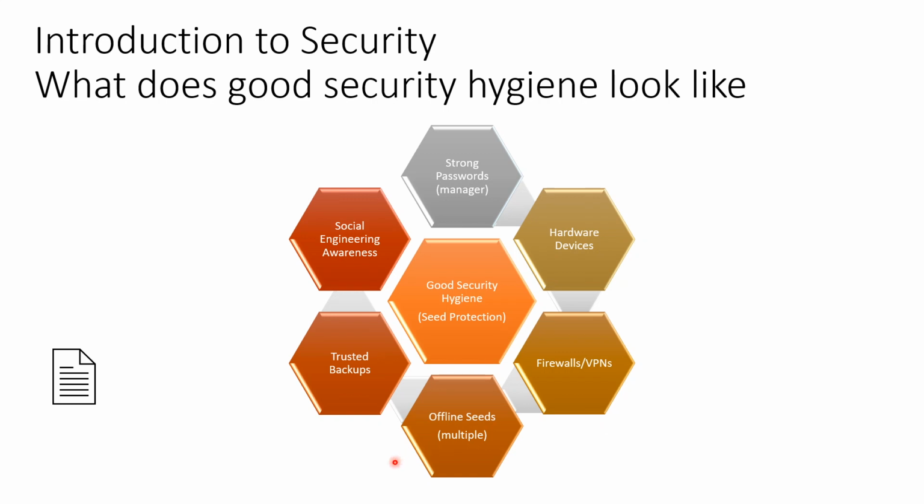Offline seeds, so physical protection, making sure that any important seeds you have should never, ever touch a computer or an electronic device. If you're doing this right, your seeds should never, ever go online. In that instance, we may need multiple copies of our seeds to make sure we don't lose them. Trusted backups, so places where you can store those multiple copies of seeds. And like I said, the biggest thing is social engineering. That is the killer for hacks and things like that. People losing funds is social engineering.